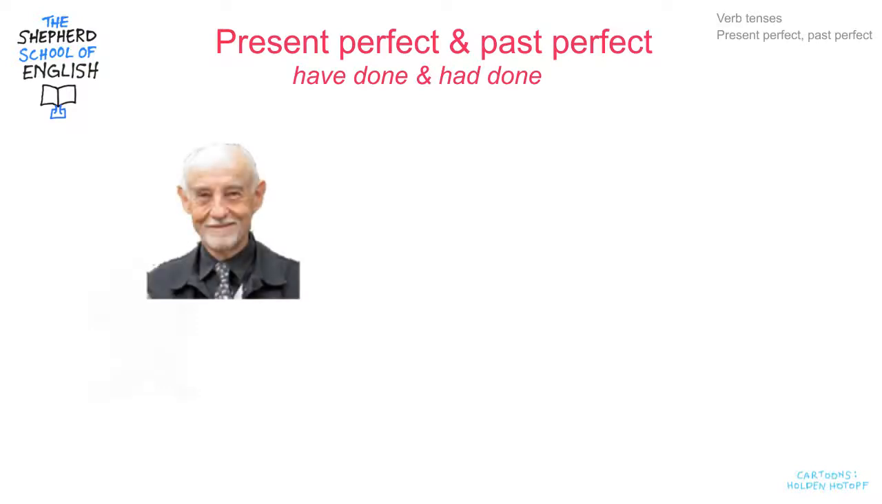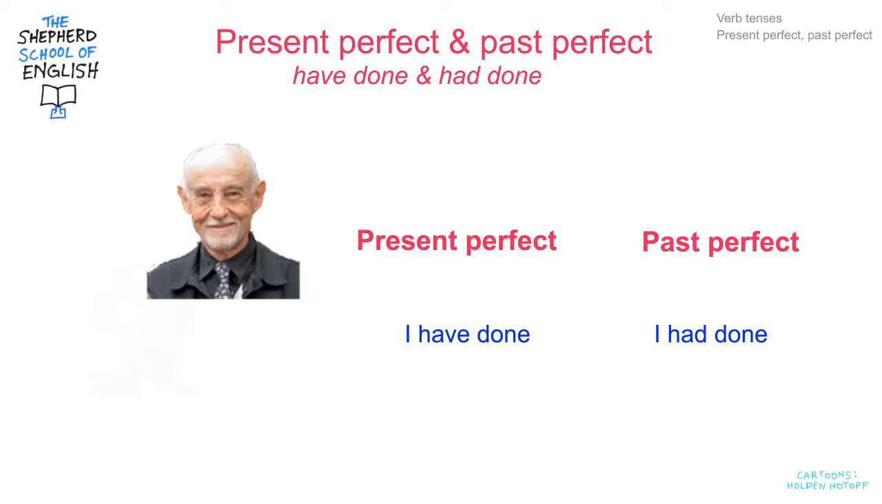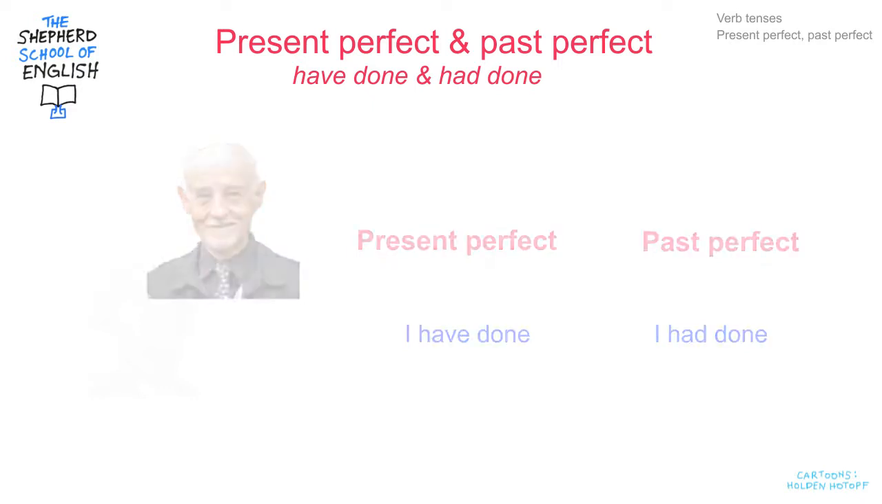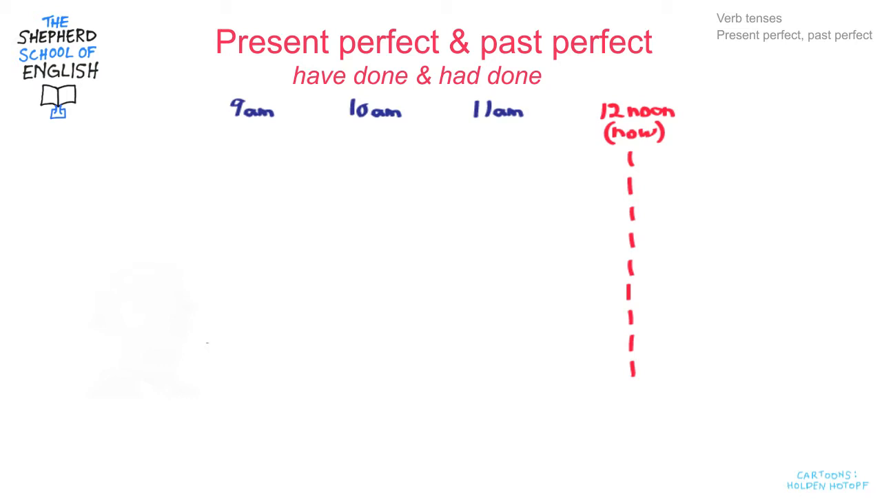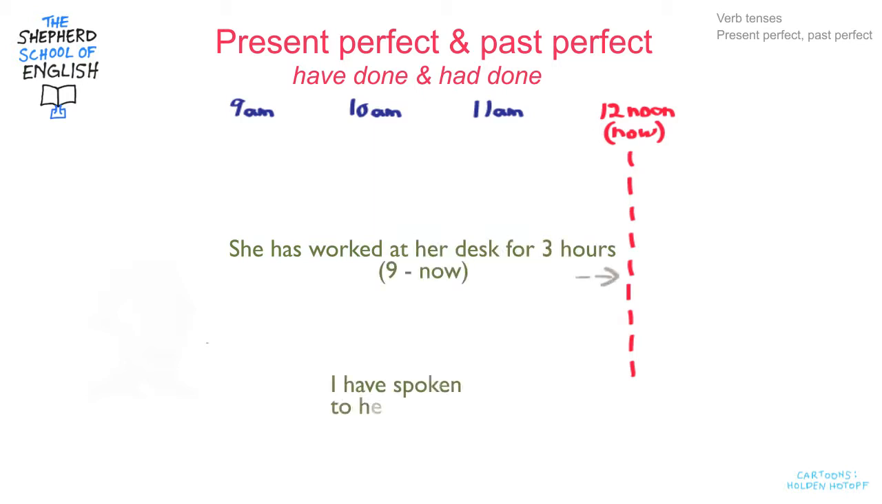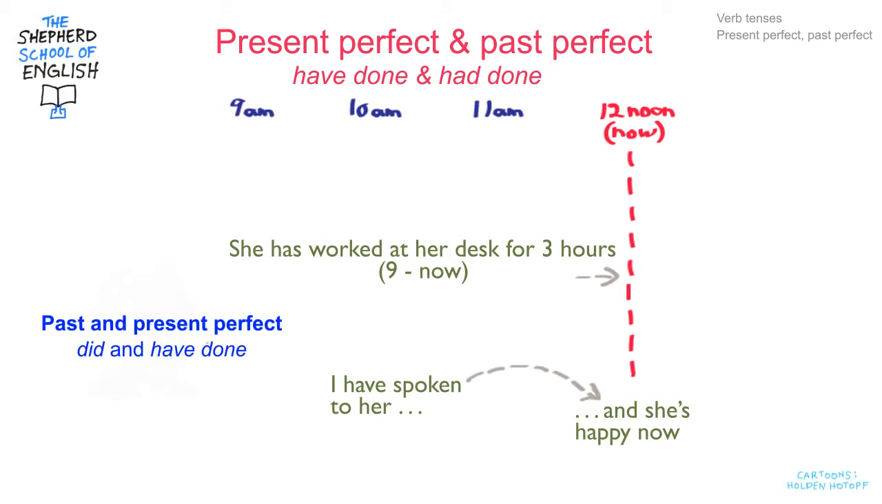This video is about the difference between this and this, between the present perfect and the past perfect. Here's a diagram to show the two main ways we use the present perfect, I have done. First, something that starts in the past and goes on to the present. Second, something that happens in the past but is still active in the present in some way. If you want more on that, have a look at our video on past and present perfect, did and have done. There's a link to that video at the end of this one.